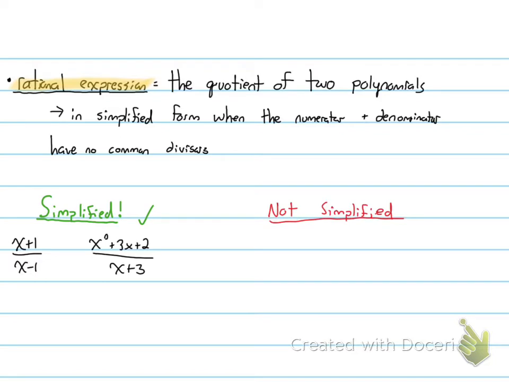Some examples of expressions that aren't simplified would be x over x squared, or 3 times x minus 3 over x minus 3. In both of these examples, I can cut stuff out on the top and bottom. Therefore, these are not simplified yet.